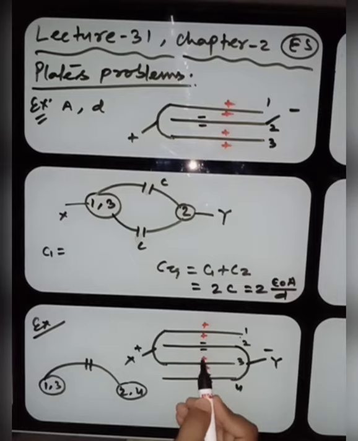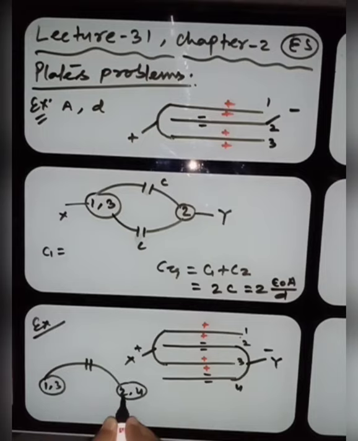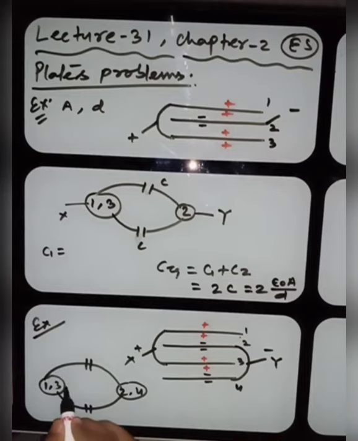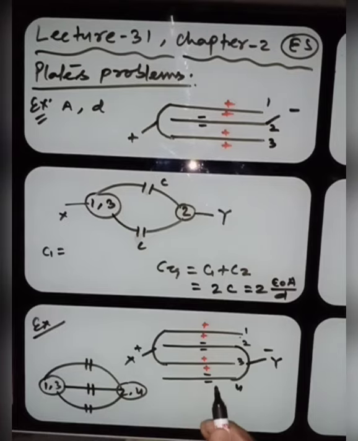Minus plus, one capacitor. So between 2 and 3, one capacitor. Now between 3 and 4, where's 3? 3 is here and 4 is here. So another capacitor in between these two. Now find out the terminals.